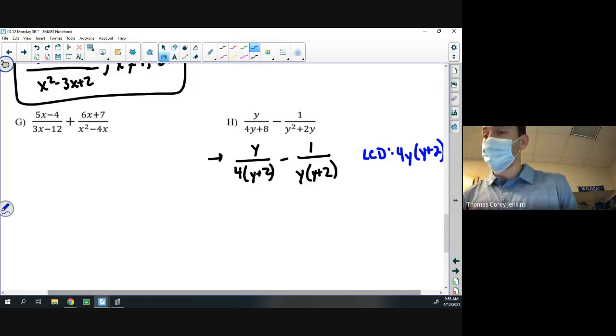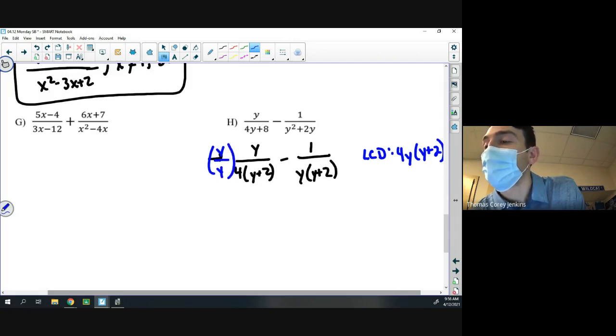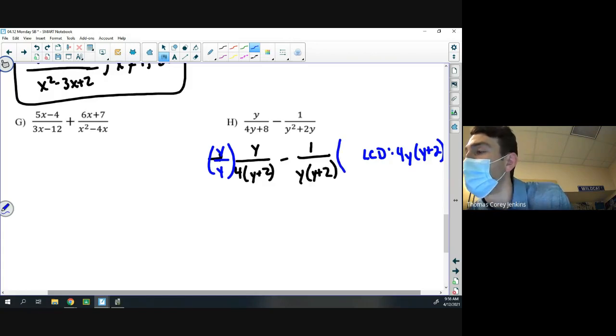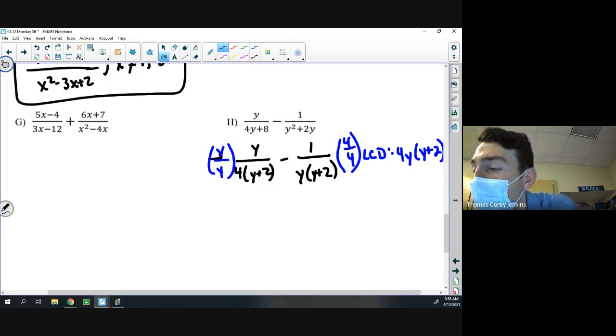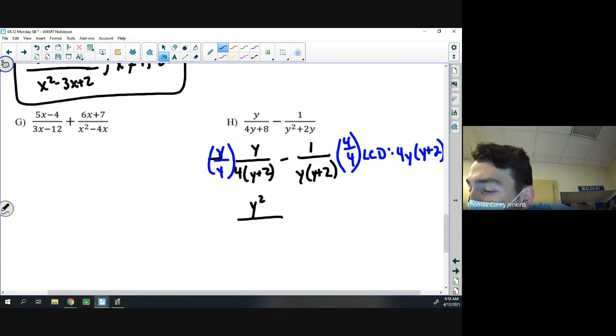Okay? So that tells me then that I'm pretty close to having a common denominator. All I need to multiply by on the left one is y over y. And on the right one, 4 over 4. All right, so what that's going to give me on the left one is y squared over our common denominator.